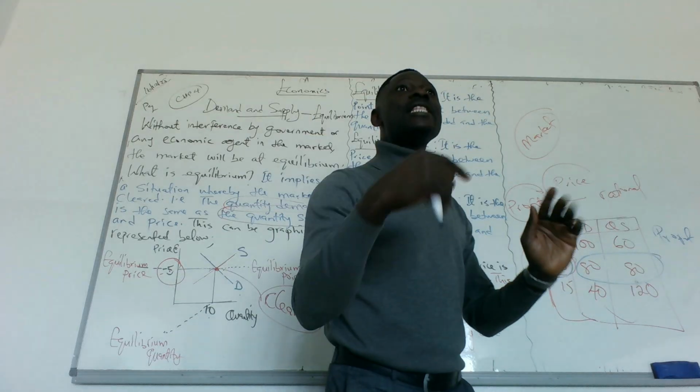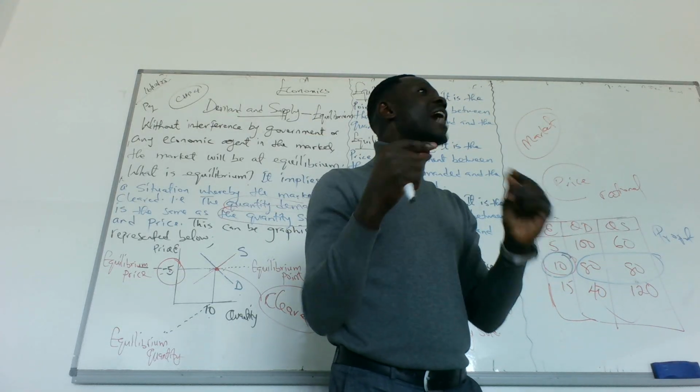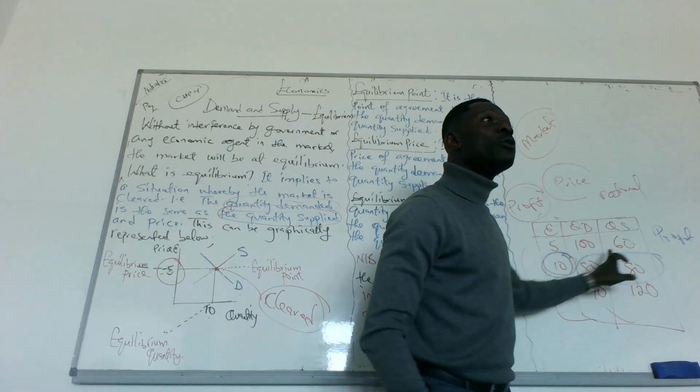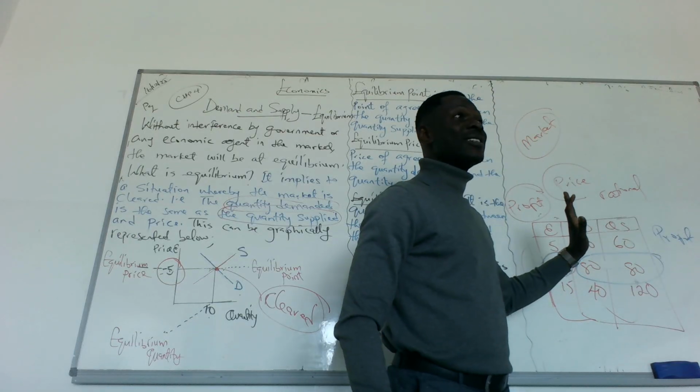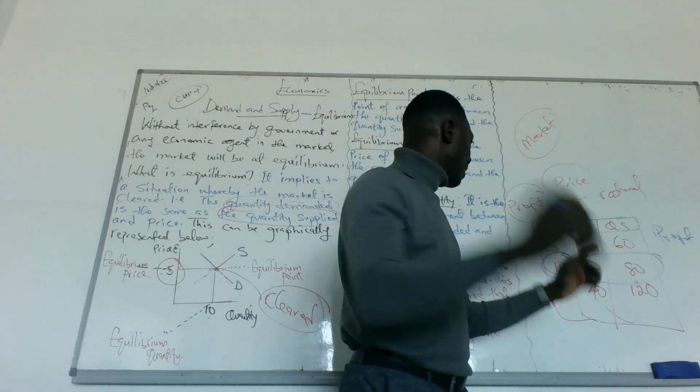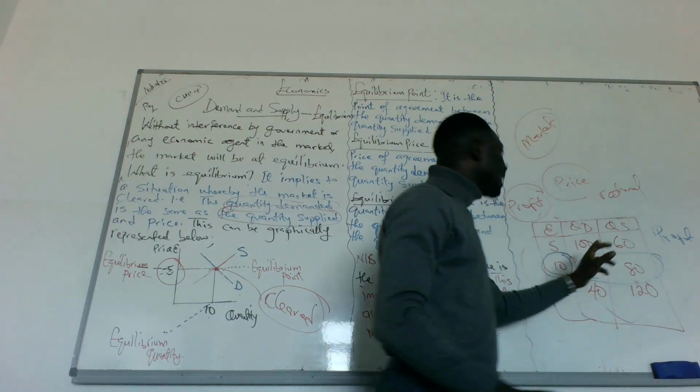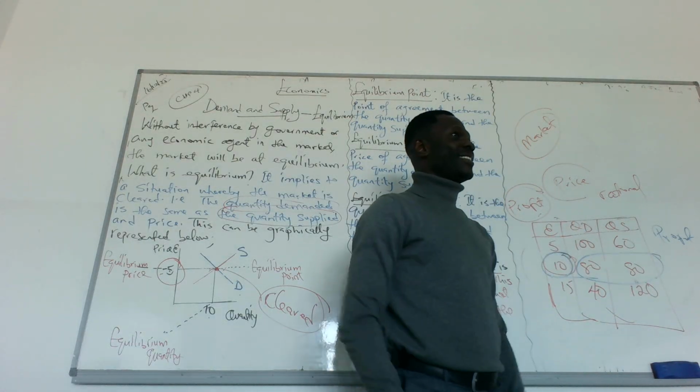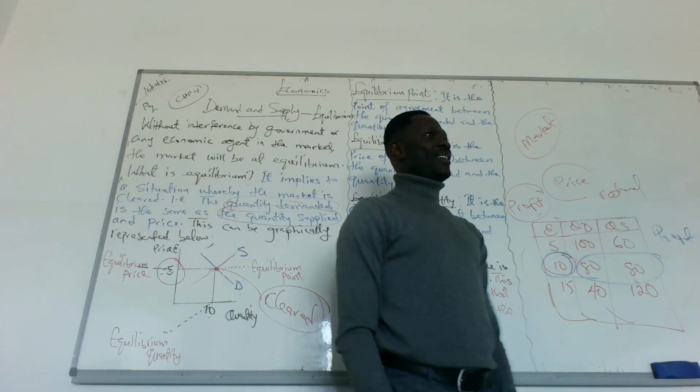But what we need is their reaction at this point. What is the reaction of consumers? What is the reaction of producers? Not everyone is going to buy. Where they're going to buy is this point. 80 is produced, 80 is sold. So it's all clear.